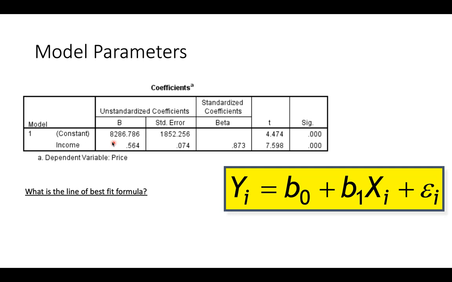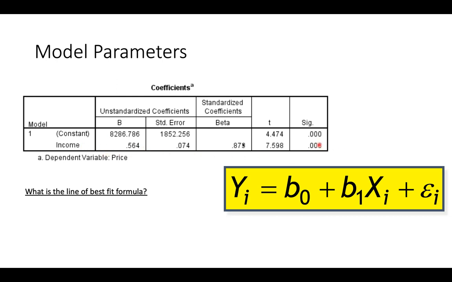So we have our unstandardized beta coefficients. This is our y-intercept, 8,286.786. And this is the slope of our line, 0.564. So we can already tell this is a positive relationship. So obviously, people who make more money spend more money on a car.